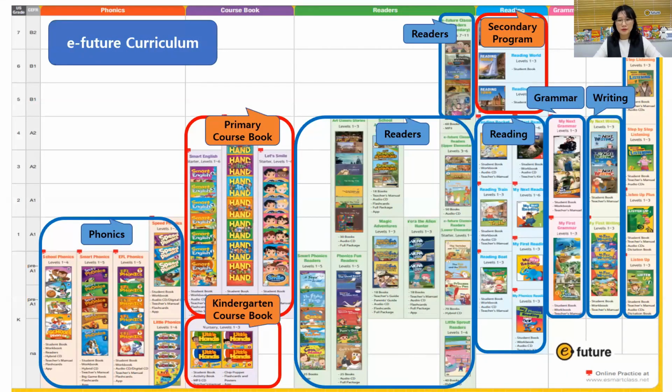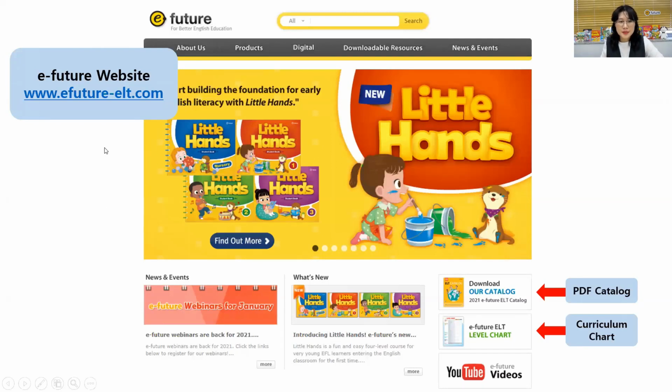So let's look at the eFuture curriculum first. This curriculum chart is from our catalog. If you have our catalog, you can find this chart here. We provide this curriculum chart in our catalog, and you can also find it on our website. If you go to the eFuture website, www.efuture-elt.com, this is our website. If you look down here, we have a PDF catalog. This is the printed version, but you can also download the PDF catalog from here. And you can download the curriculum chart here. You can find them on our website.